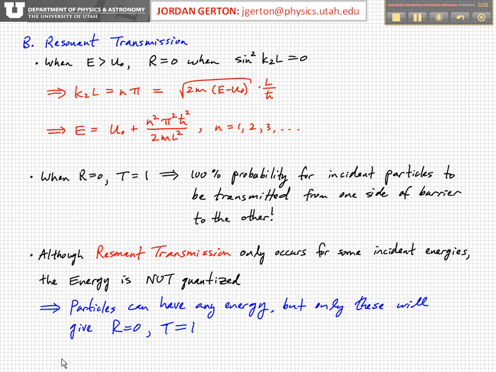Now it's important to realize that although resonant transmission occurs only for some particular incident energies, namely these ones, that doesn't mean that the energy is quantized. The energy in these problems can have any value. The particles in the incoming beam can have any energy. But at these particular energies, you'll get no reflection and 100% transmission. At other energies, you'll get some reflection always. Okay. All right.